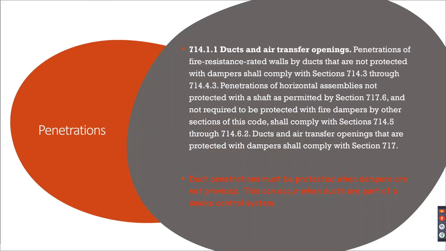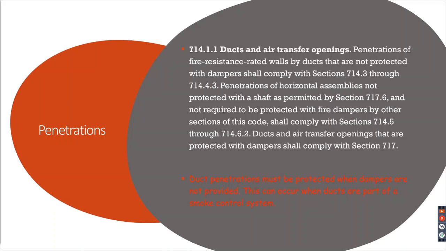For ducts and air transfer openings, that indicates that the penetrations of the rated walls by the ducts that are not protected with dampers have to comply with section 714.3 through 714.4.3. And then penetrations of horizontal assemblies not protected with a shaft as permitted by section 717.6. We'll get to that next time.